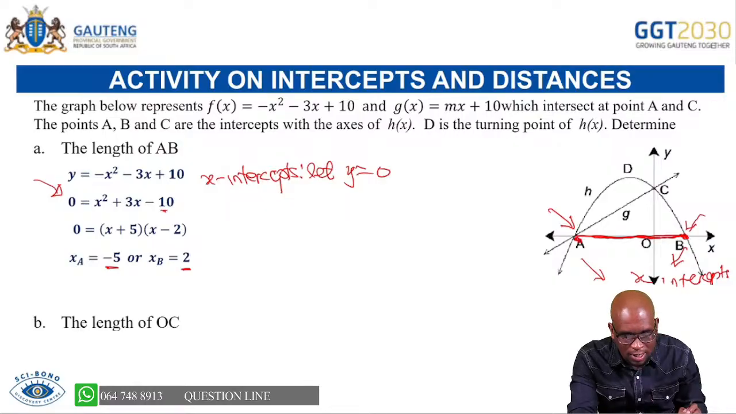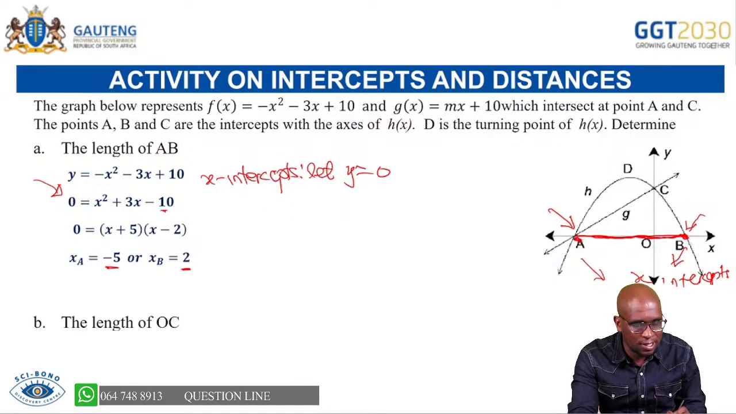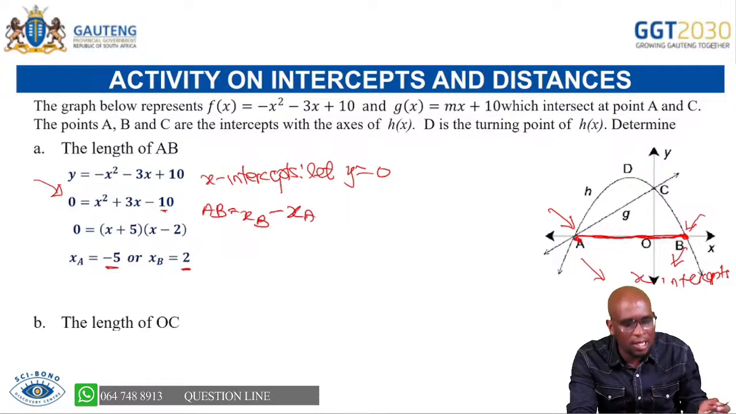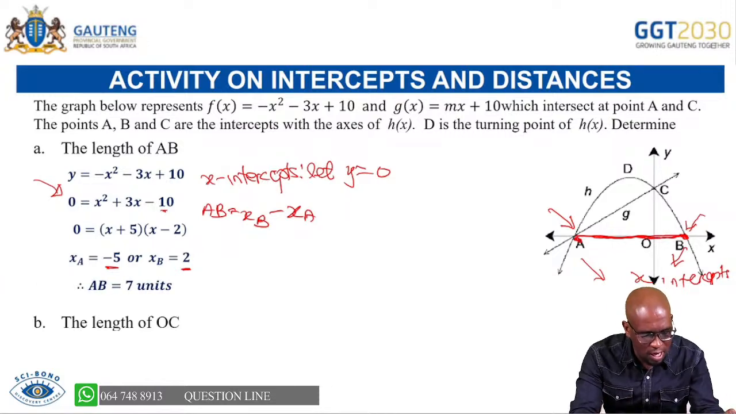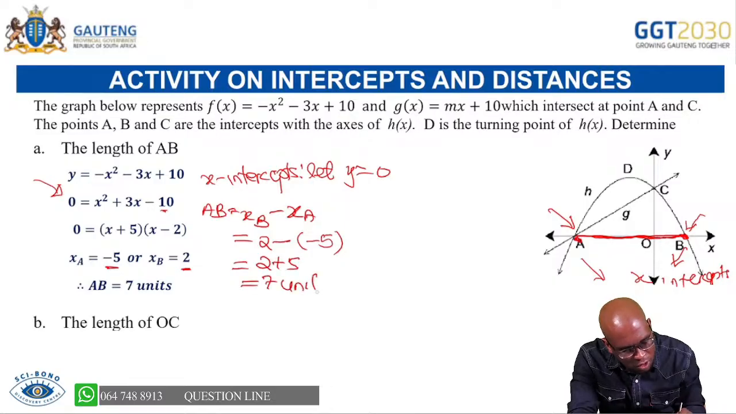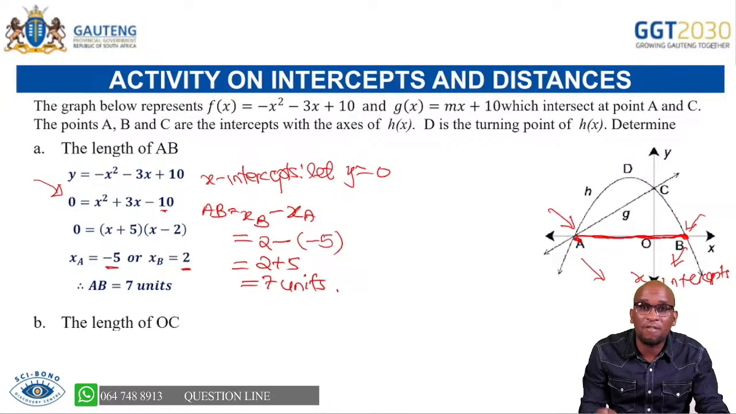And then the horizontal distance should be x on the right, that's x at b minus x at a. So the horizontal distance, that should be the distance of AB, that should be x at b minus x at a, like that. So if we check there, x at b in this case would be 2 minus -5, and that would be 2 plus 5, which would be 7 units. So that is why we get 7 units there.